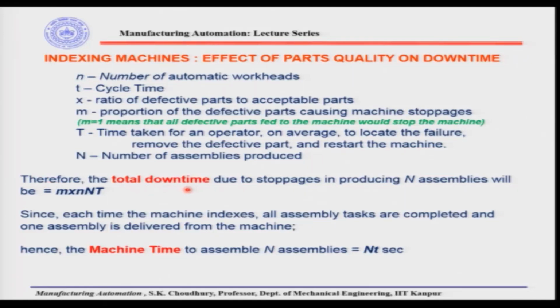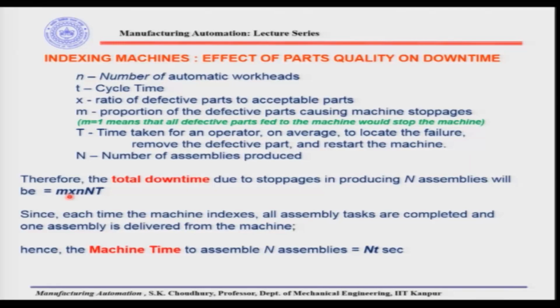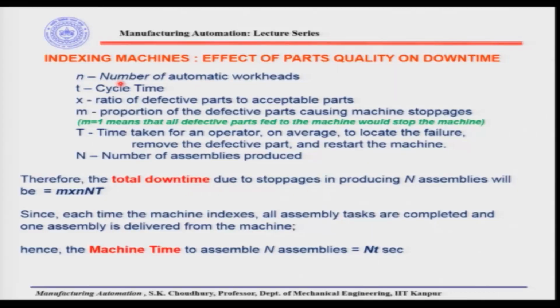Therefore, the total downtime due to stoppages in producing N assemblies will depend on m, that is the proportion of the defective parts causing machine stoppage. It may be equal to 1 or it may be less than 1. Then it will depend on the quality factor of the parts going into the sub assembly, that is small x. Then it will be the number of automatic workheads. A larger number of automatic workheads will have a larger possibility of downtime, so the total downtime is a direct factor of the number of automatic workheads as well.